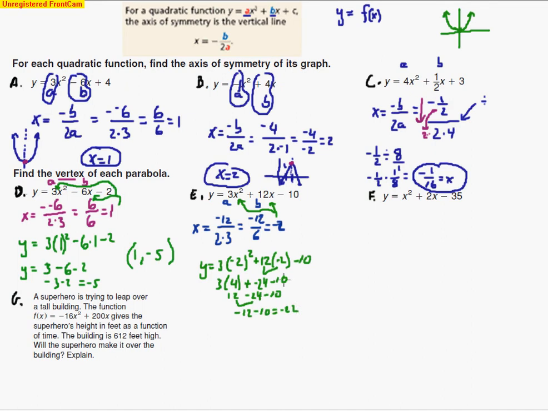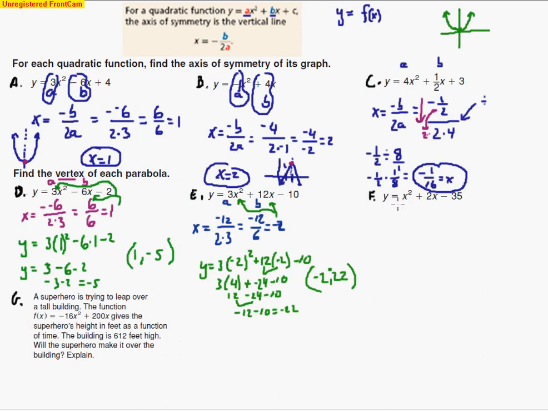And so that means we end up having to go over 2 spaces to the left and then down 22 spaces, negative 22, in order to get to that vertex. So that vertex was over 2 to the left, down 22 spaces for that problem. Well, let's take a look at the next one here.